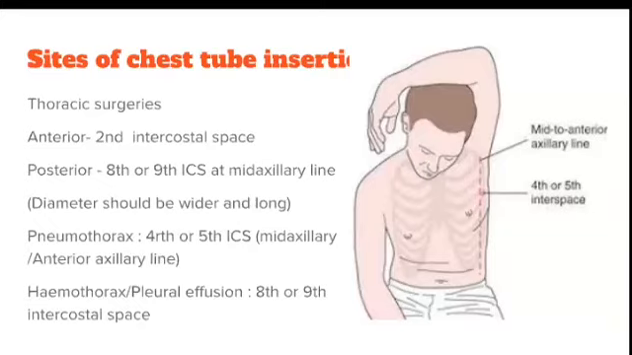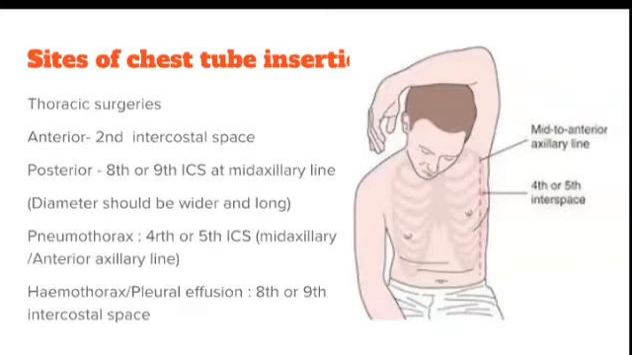Now we will move on to the site of insertion of the chest tube. When a patient is in need of an intercostal drain, there are specific sites where we insert the chest tube. Usually it is the fourth and fifth intercostal space for pneumothorax. If the patient comes to the hospital with pneumothorax, the insertion site is usually the fourth or fifth intercostal space in the mid-axillary or anterior axillary line. Why do we insert in the fourth or fifth?